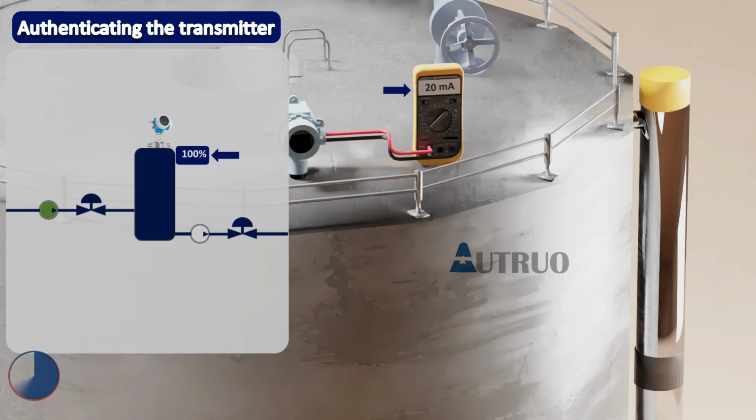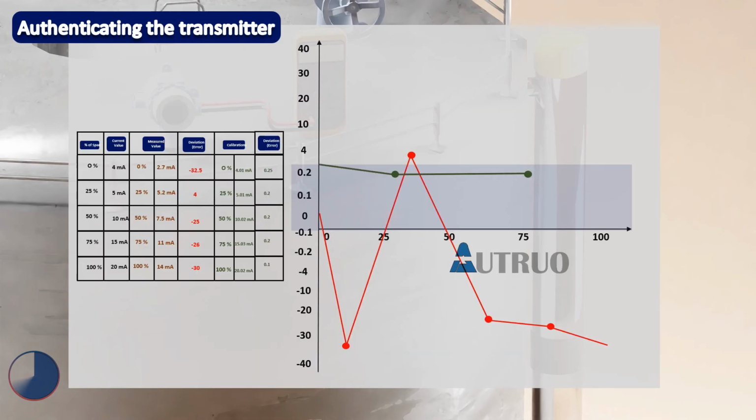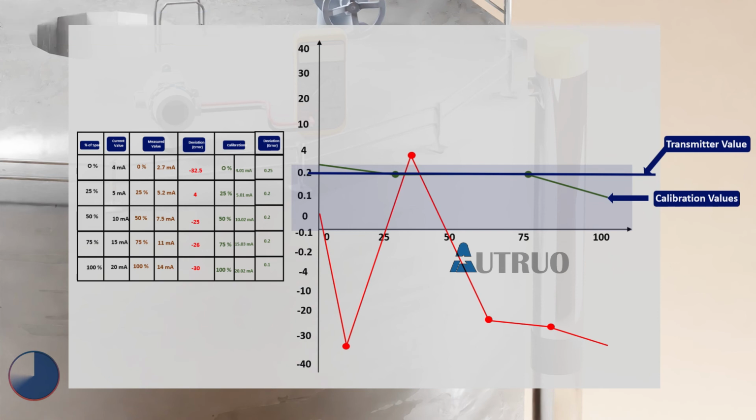As we can see, when we compare the two graphs, the value gotten matches the transmitter value, and the hysteresis value is less than 0.2%. Now what we just did is called transmitter trimming.